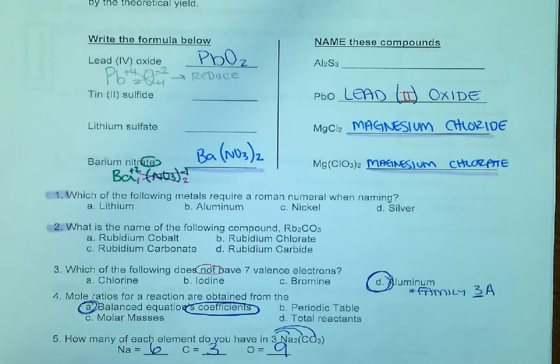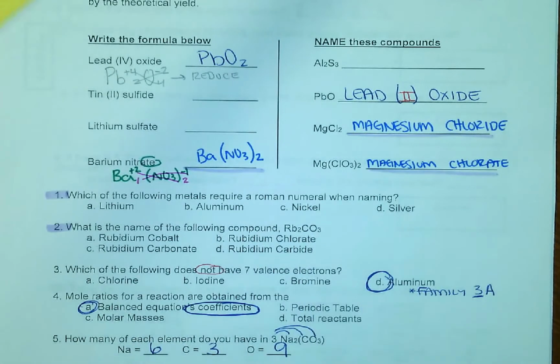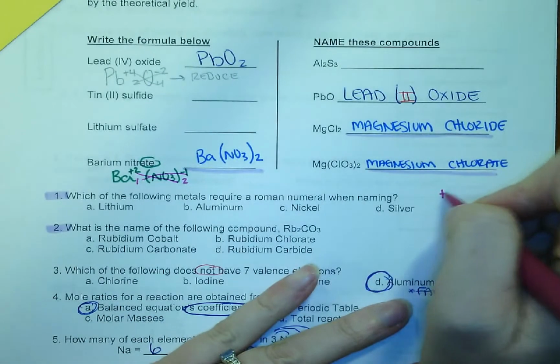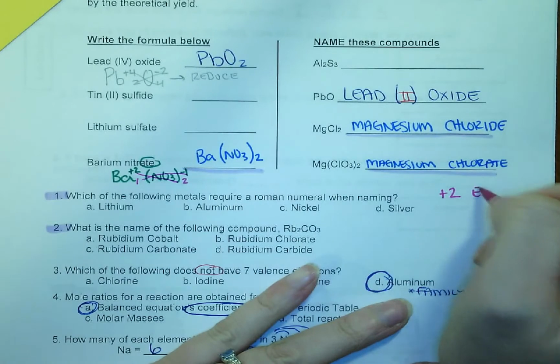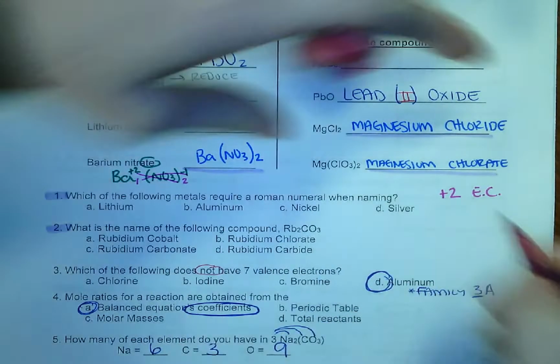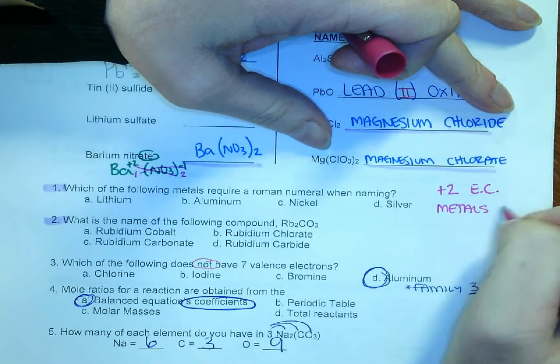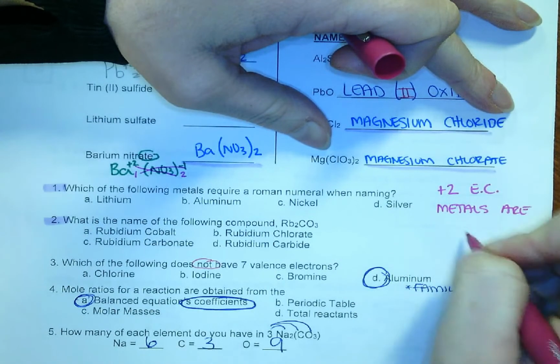Number 1 says, which of the following metals require a Roman numeral when naming? Lithium, aluminum, nickel, silver. So here's your first opportunity to get some extra credit. Put +2 and then EC for extra credit if you write, okay, metals are messy. That's our first little code.